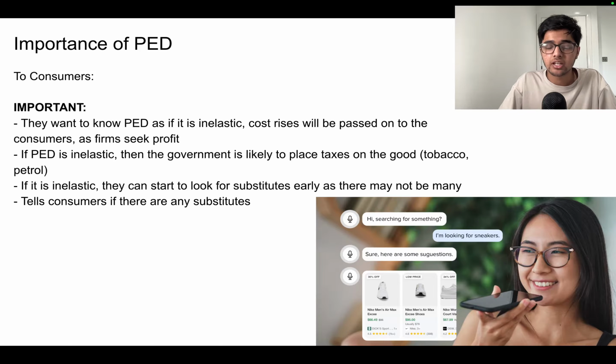If it is inelastic, consumers can start looking for substitutes early, as there are not many, and it tells consumers if there are any substitutes.